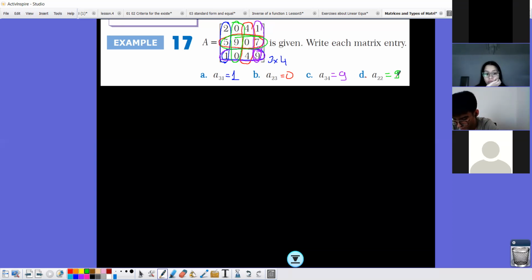Okay? Now, did we understand what an entry is and how we are finding the entry and the rows and the columns? It's okay? Now, yes.